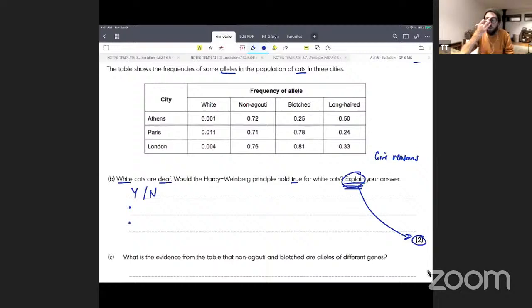We've just said, okay, so what does the Hardy-Weinberg principle predict? It would affect allele frequency, which will remain constant. Are you more or less likely to survive compared to your peers if you're deaf?